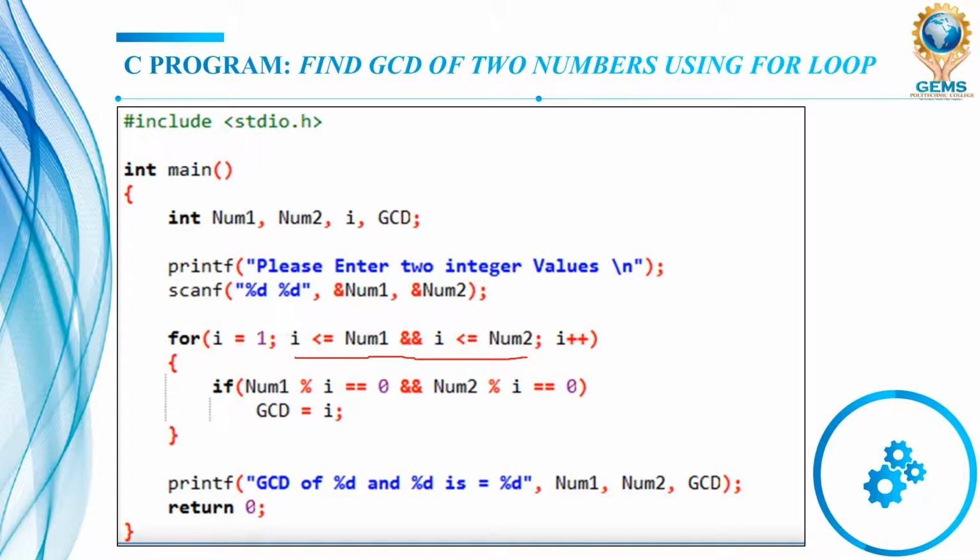Clear? Now the printf statement we used: GCD of two numbers num1, num2 is GCD.